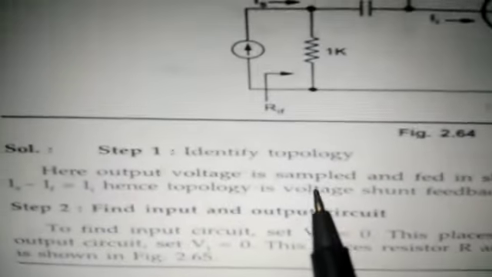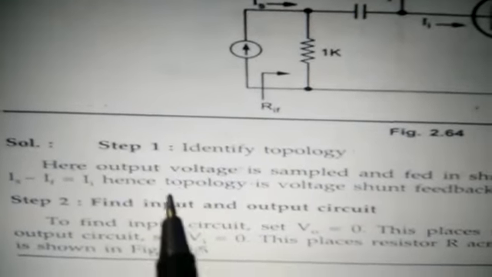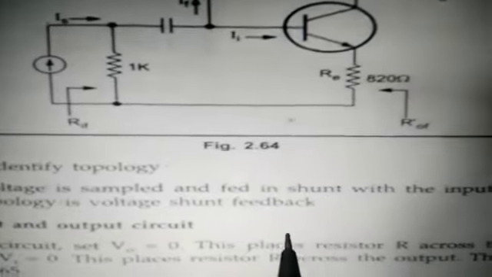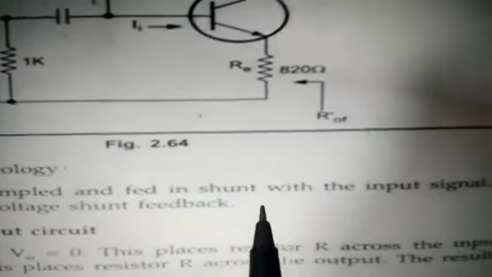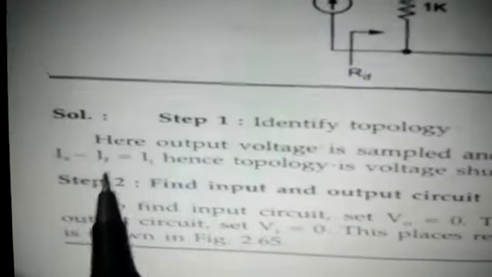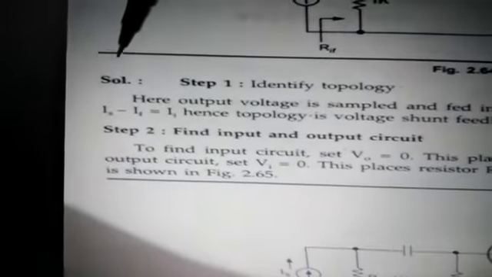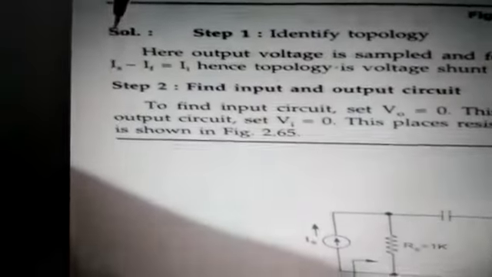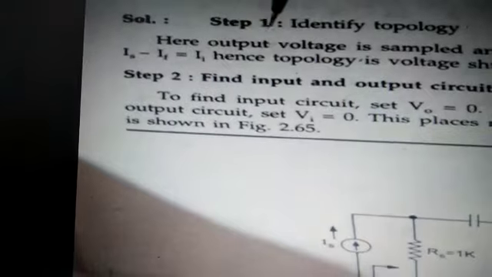Now let us go. The step 1 is to identify the topology first. The very first important thing is to identify the topology. Here output voltage is sampled and fed back in shunt with the input signal, such that I0 minus IF is equal to I1. Hence topology is voltage shunt feedback.